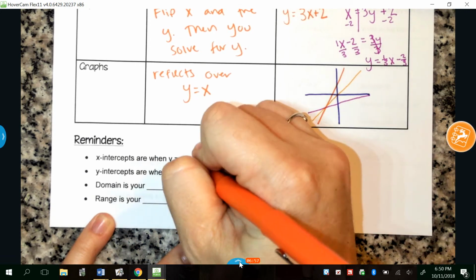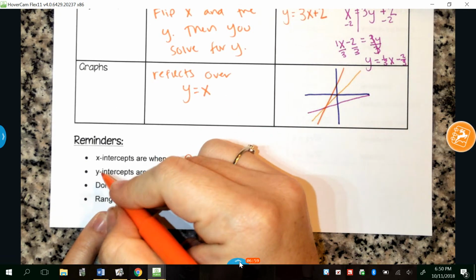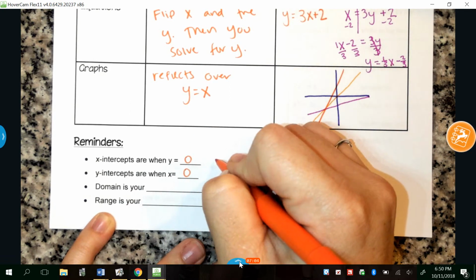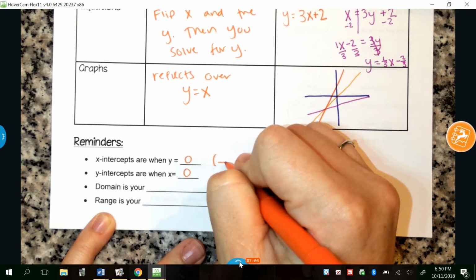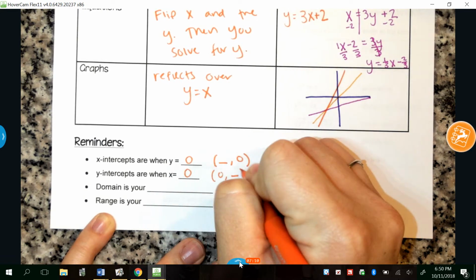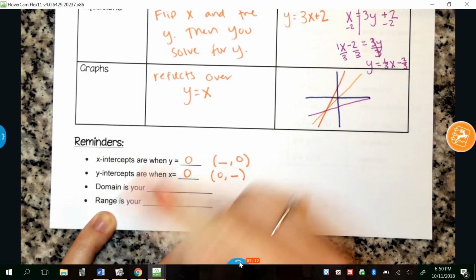X-intercepts are when y equals 0. Y-intercepts are when x equals 0. So remember, when you write them as a point, your x-intercept is always going to be a number, comma, 0, while your y-intercept is always going to be 0, comma, a number. Okay? Domain is your width.